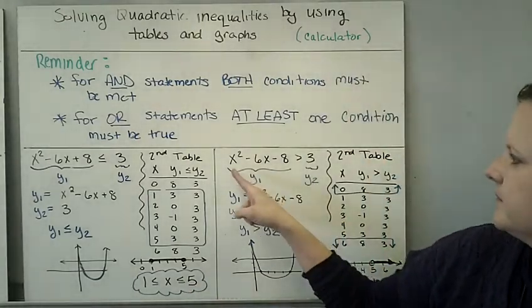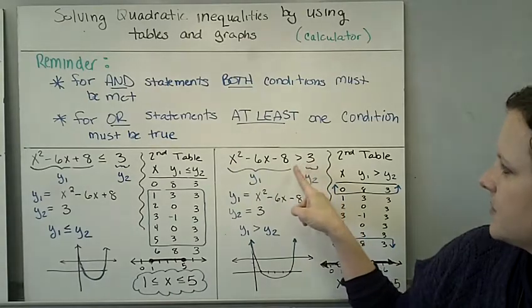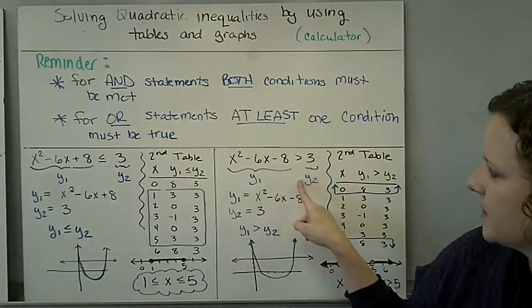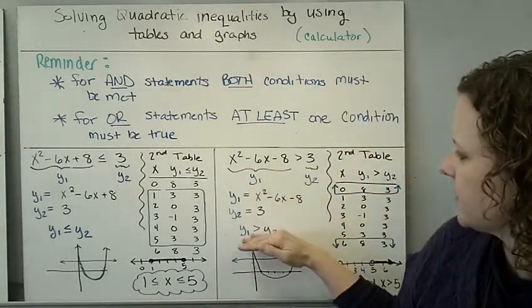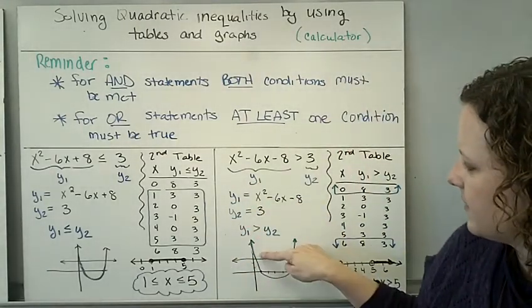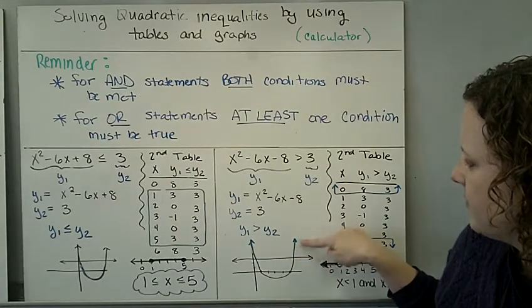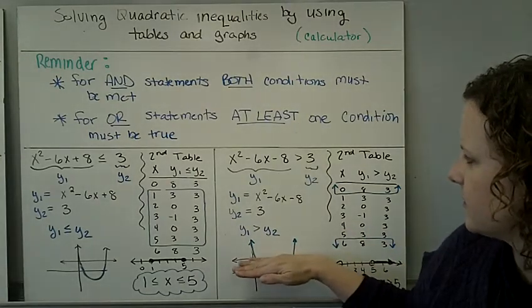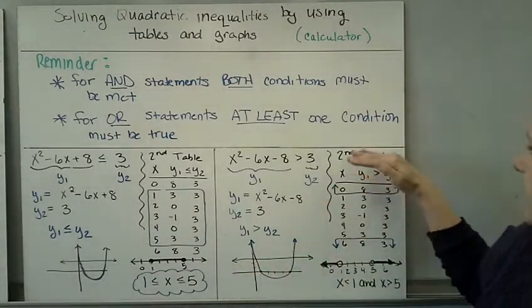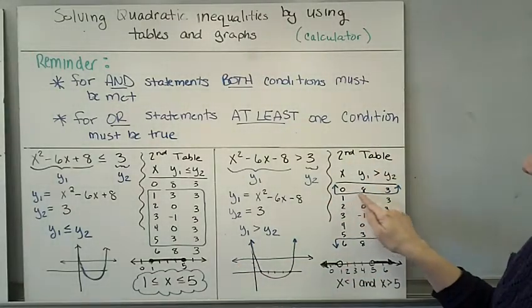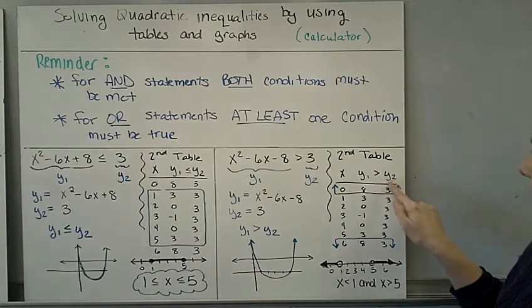Next example. Same equations. I'm just going greater than. So y1 and y2, they're all the same. They're already in your calculator. Everything here is the same. Graphically, that means that your answer is above the x equals 3 line. I'm sorry, the y equals 3 line. Same exact table, except we want to go where y1 is greater than y2.